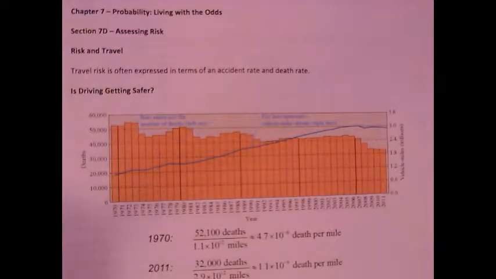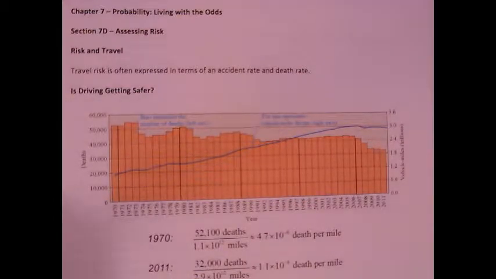Okay, in this video we're going to talk about Section 7D, and that deals with assessing risk. Here we're going to talk about risk and travel, and we're going to be looking at accident rates, birth rates, death rates, which consist of vital statistics. Travel risk is often expressed in terms of an accident rate and death rate.